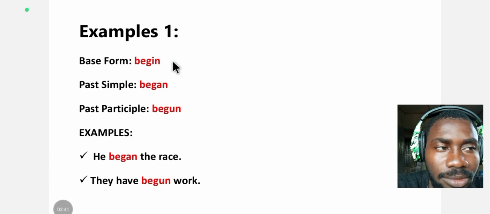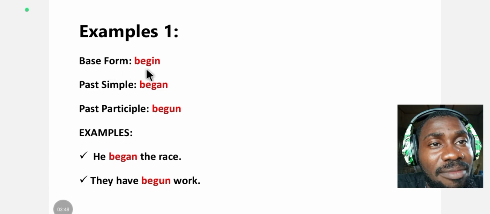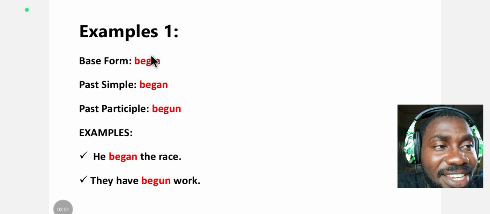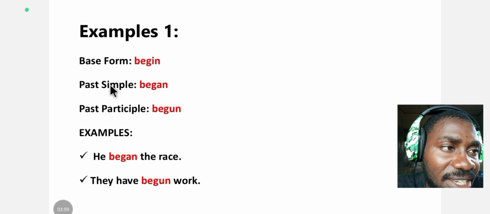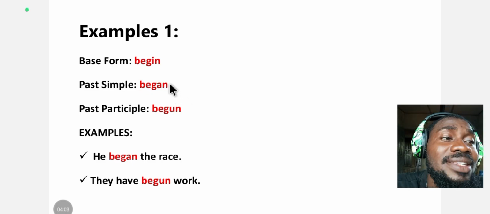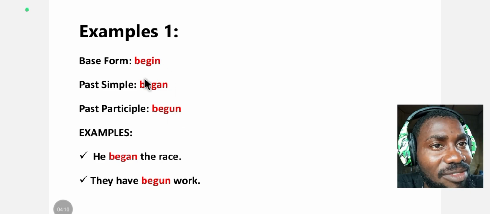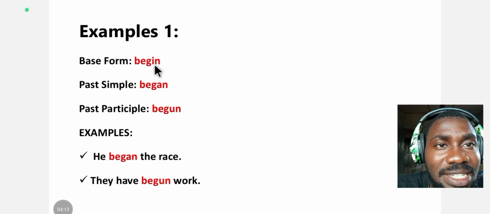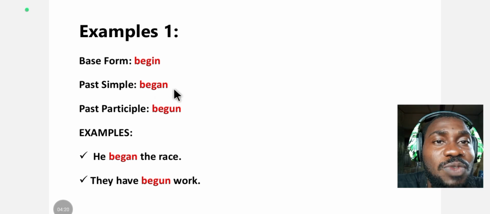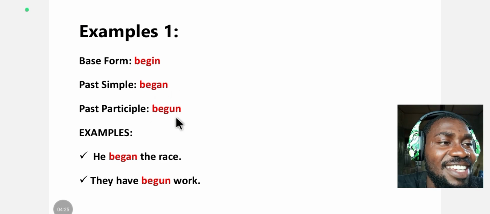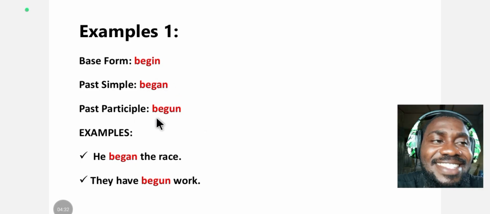Example 1 of an irregular verb. The base form of the irregular verb that we are about to illustrate is begin, color-coded with red, telling you that it's an irregular verb. The past simple form of begin is began. The past participle is begun. Begin didn't end with ed. You know that for a regular verb, you just add ed to it and it turns past tense and past participle. But here, an entirely different spelling. Began, begun. That's an irregular verb.